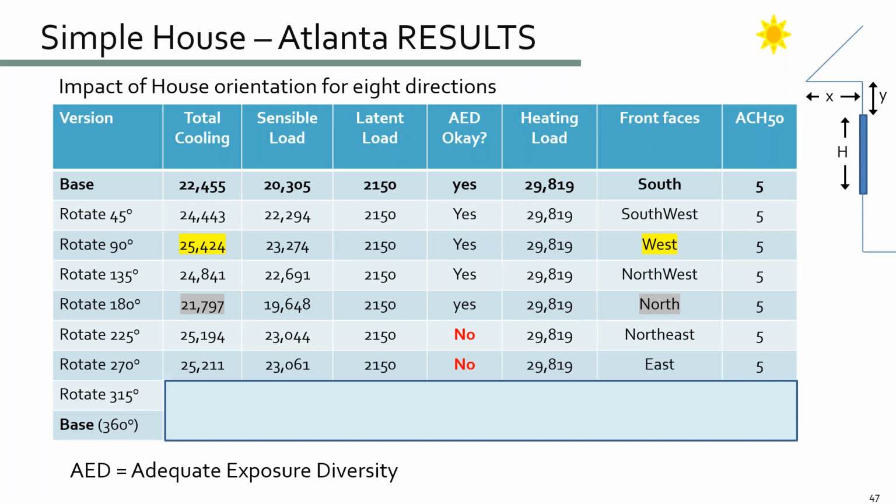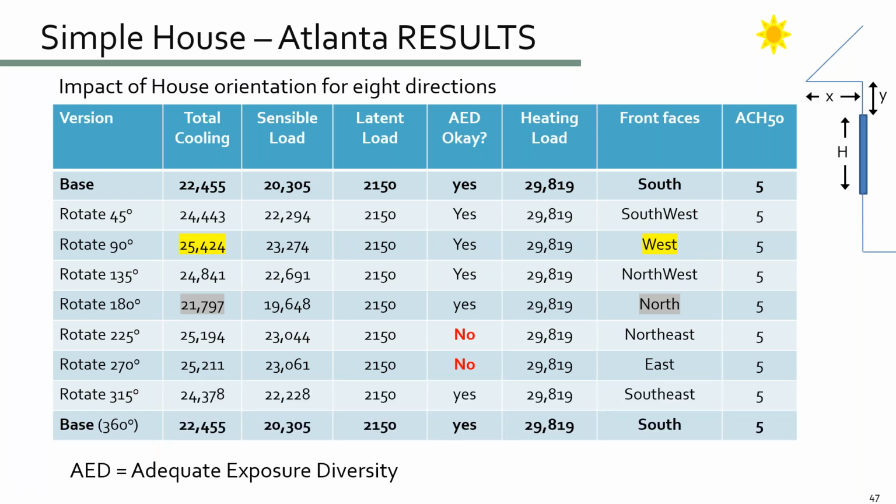And when it's facing east, it's almost at peak again. So if the front faces east or west, that's pretty bad. And you'll notice too, I also failed my AED curve, and I'll explain what adequate exposure diversity is on the next slide. And then I rotate back.